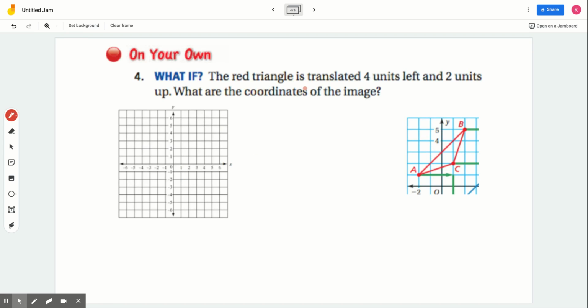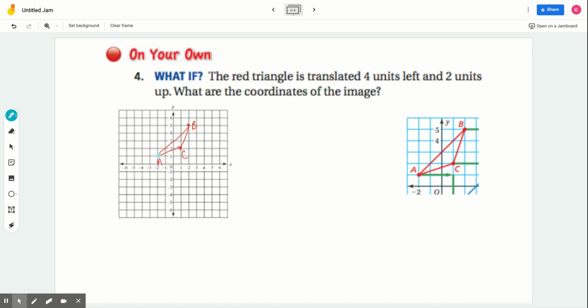For the next one, it says the red triangle is translated 4 units left and 2 units up. What are the coordinates of the image? So where does it end up? So what I'm going to do is I'm going to start by drawing the red triangle on my coordinate plane. Now that I've drawn my figure on the coordinate plane, I need to translate the triangle to find the image. So 4 units left and 2 units up.